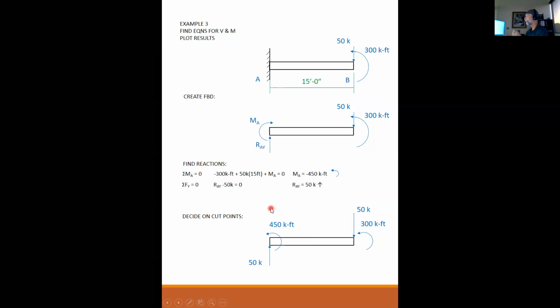Yes. Okay, so how many cuts do I need? I think one. Yes, I only need one because these two discontinuities are at the same point. So I only need one cut to fully describe everything that happens between those 2 points.